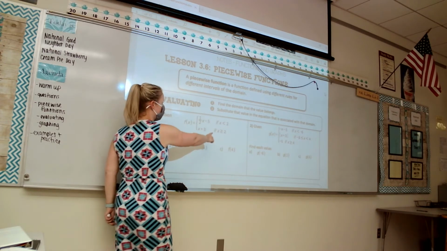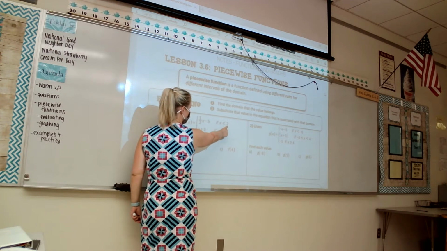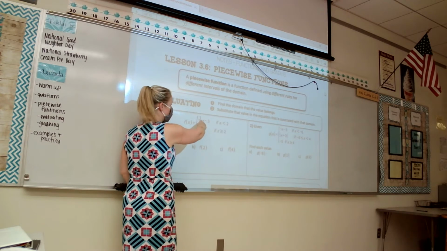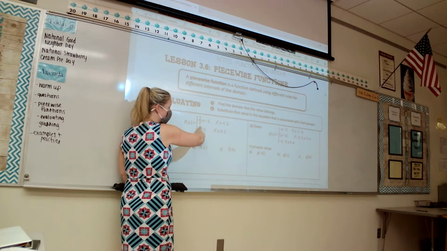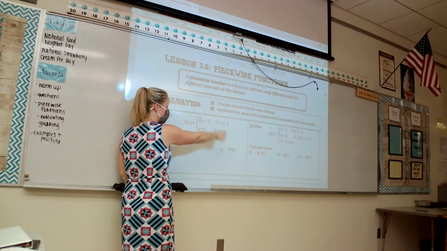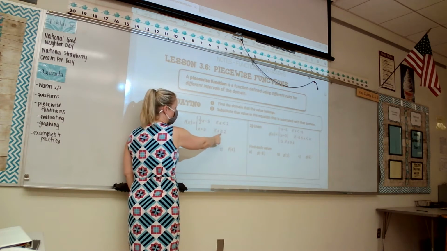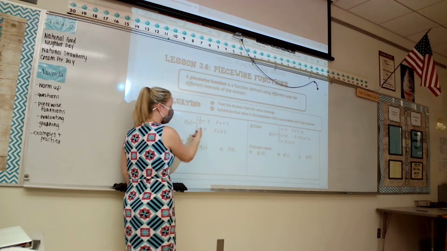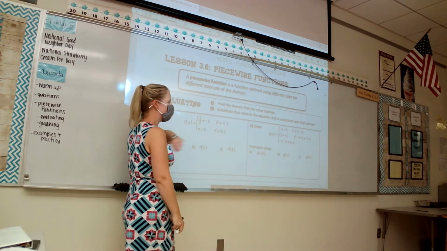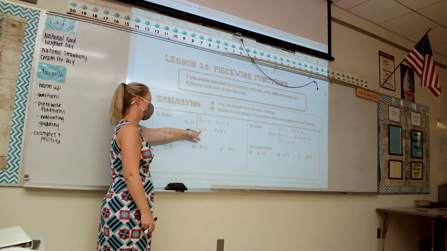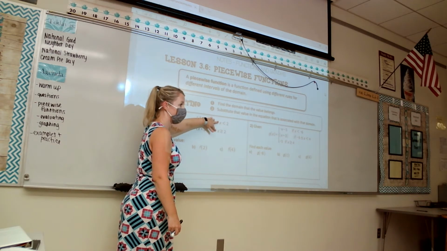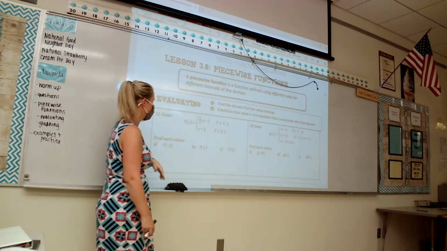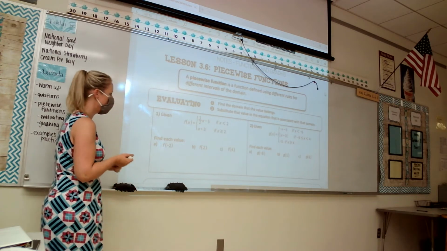This is telling me if x is less than 2, I'm going to use this function. So if we had an x of 1, or negative 10, or 0, I would plug it into this function. And then it's telling us if x is greater than or equal to 2, I would use this other function. So if x was 5 or 11 or 27, I'd plug into that one. Basically you have to read which one you're plugging into first, and then plug into the one that you need. So let's do number 1, A through C.